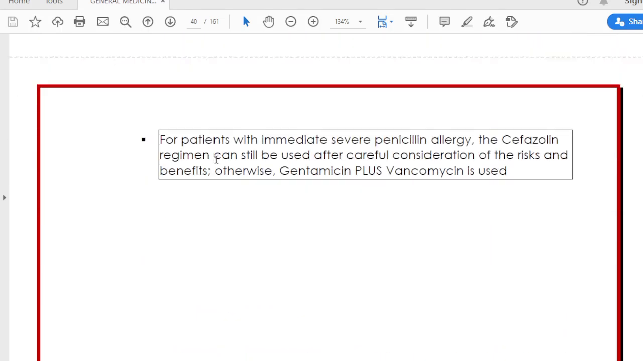For patients with immediate severe penicillin allergy, the cefazolin regimen can still be used after careful consideration of the risks and benefits, otherwise, gentamicin plus vancomycin is used.